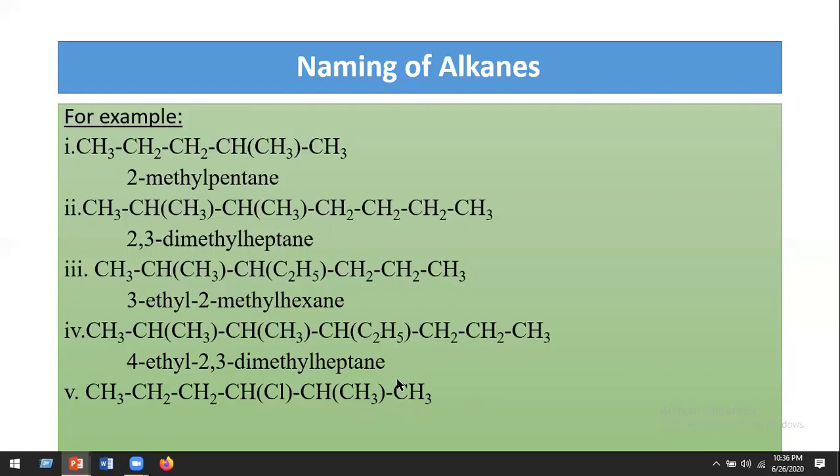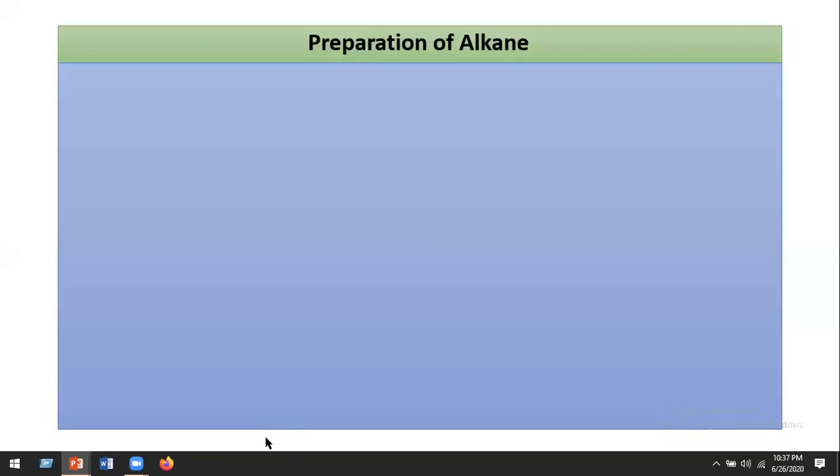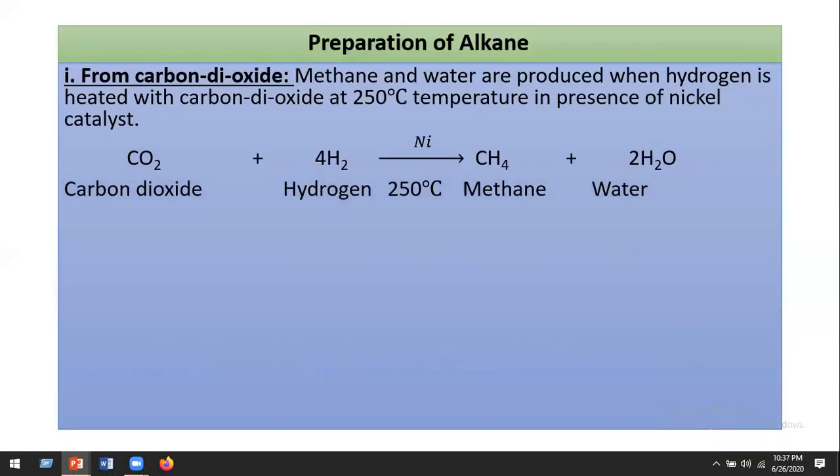So you have to count from right to left. That is 1, 2, 3, 4, 5, 6. And the name of this compound will be 3-chloro-2-methyl-hexane. Alphabetically, chloro comes before methyl, because chloro starts with C, and methyl starts with M. So alphabetically, chloro comes first, then methyl. So the name of this compound will be 3-chloro-2-methyl-hexane.